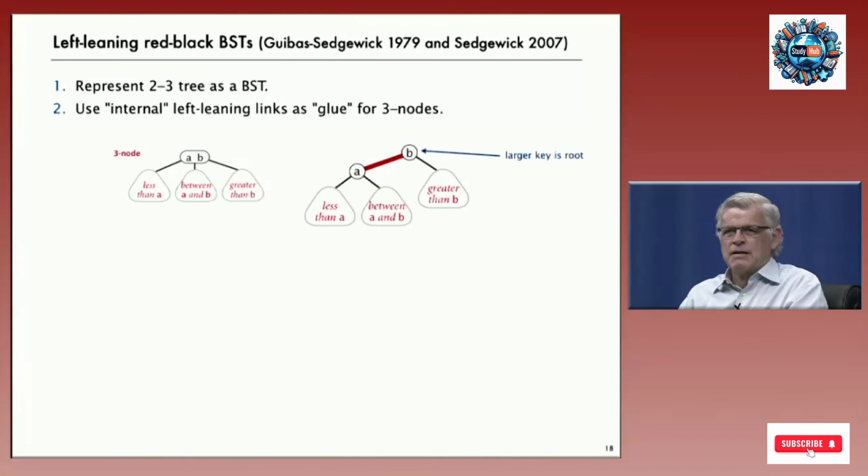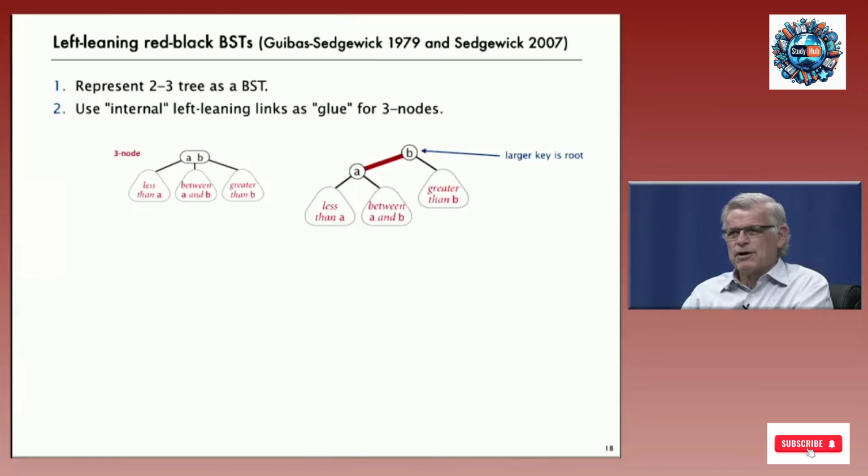Now we'll look at red-black BSTs, which is a simple data structure that allows us to implement 2-3 trees with very little extra code beyond the basic binary search tree code. Actually, the version that we're looking at is called left-leaning red-black BSTs.